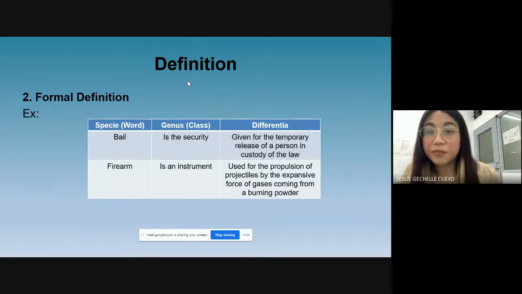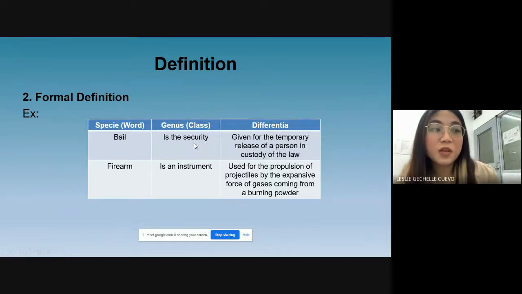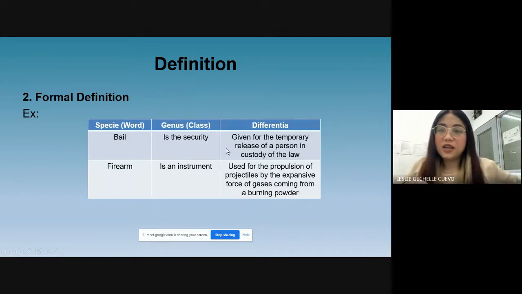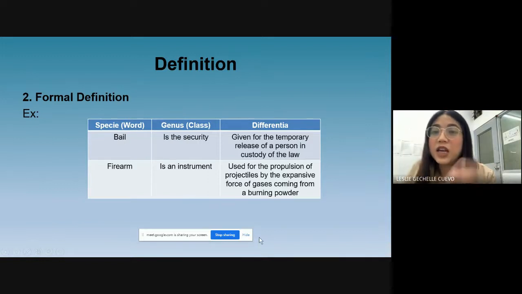For example, bail, yung genus niya is the security, and differentia given for the temporary release of a person in custody of the law. Kumbaga, itong genus is a group. It's part of a group. Yung firearm naman is an instrument. Yun yung genus niya. Tapos, para saan yung instrument? Anong pakinabang nitong firearm? Dito na siya papasok sa differentia. Specific na siya.